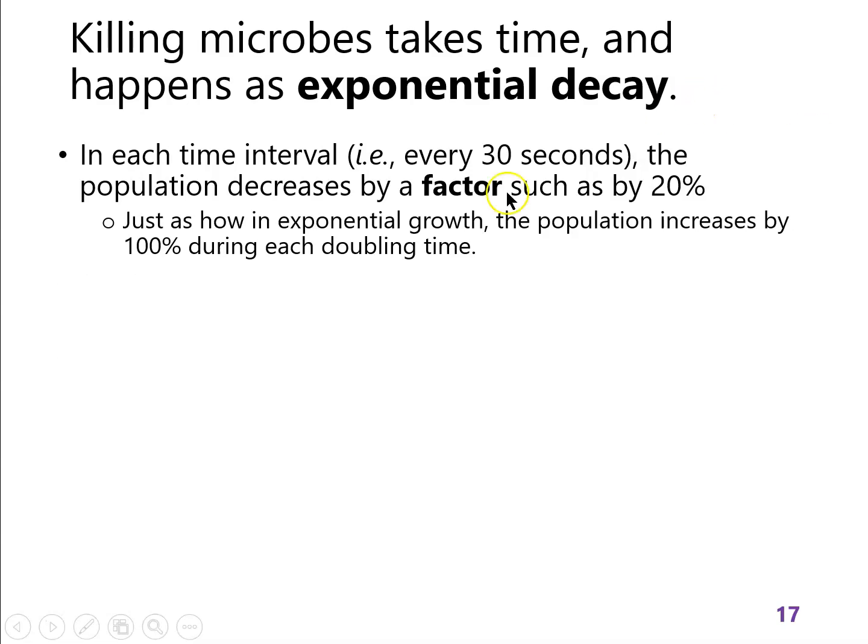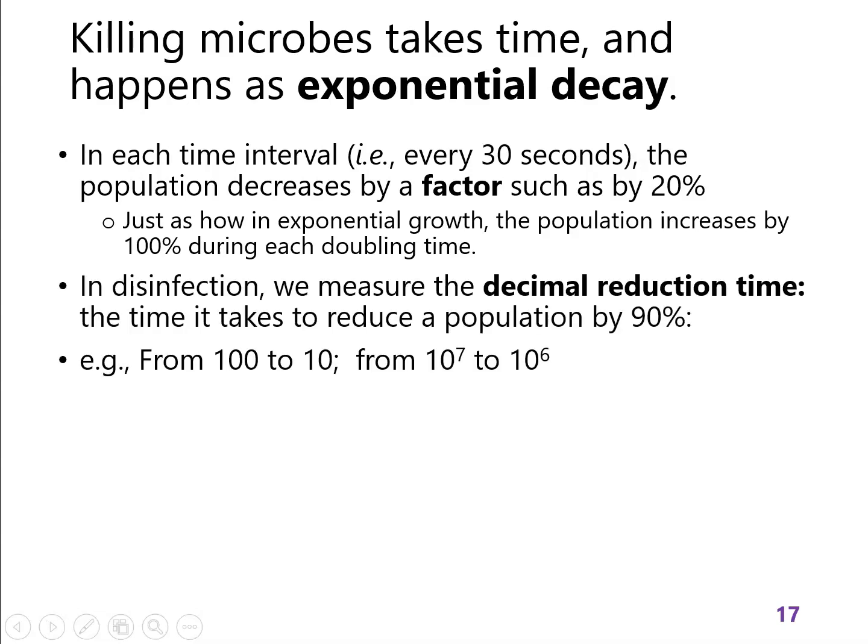And so for exponential growth, we had to graph things on a logarithmic scale. And for exponential decay, we have to do the same thing. So this brings us to the idea of a decimal reduction time. It's the time it takes to reduce a population by 90%. And the way we think about this is it usually won't be different.